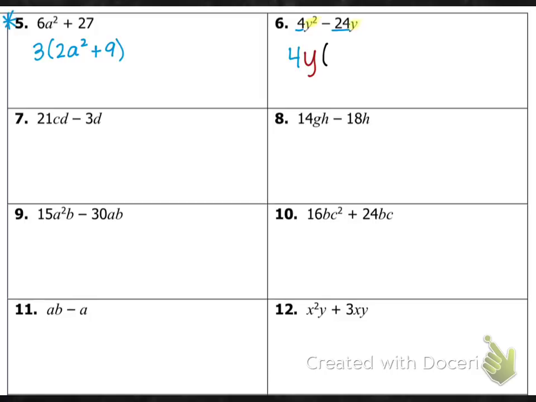Now parenthesis, what are we left with? If we divide this, 4 divided by 4 is 1. Y squared divided by y, remember we always subtract the exponents when we divide, we're only left with 1y. And then minus, and then 24 divided by 4 is 6. And then y divided by y, there's nothing left for the y's. So now let's check. 4y times y is 4y squared, and 4y times negative 6 is negative 24y. So that's your answer.